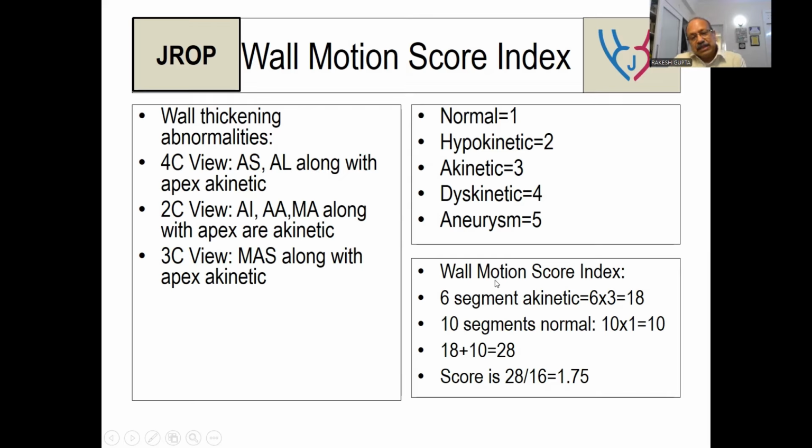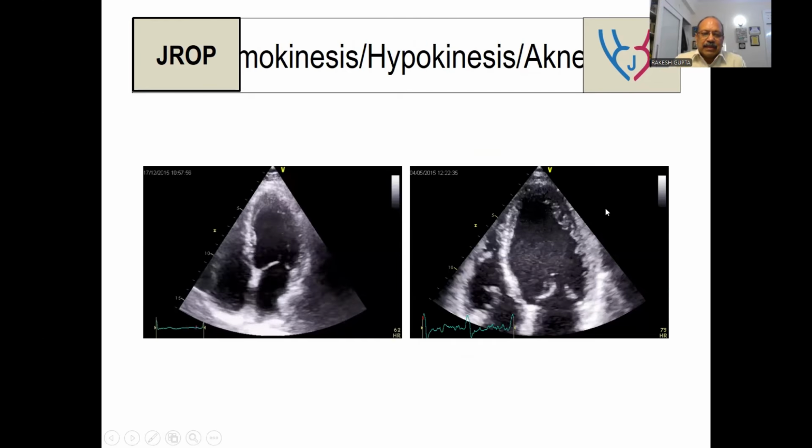Now you'll realize, the higher the wall motion score index, the poorer the outcome. It means if your score is 1, you are happy. If it's going more than 1, you start becoming unhappy over a period of time.